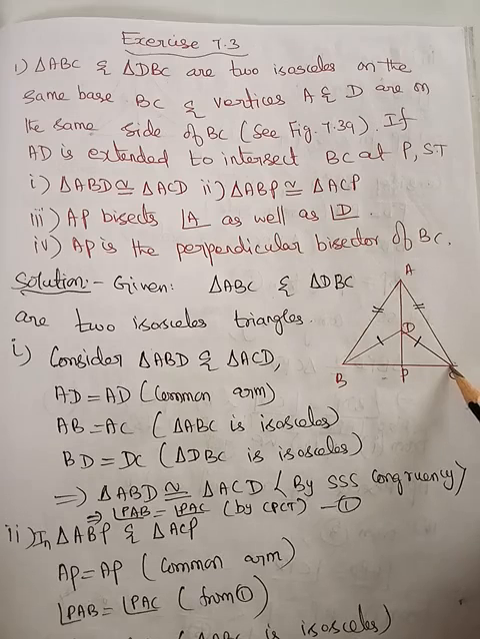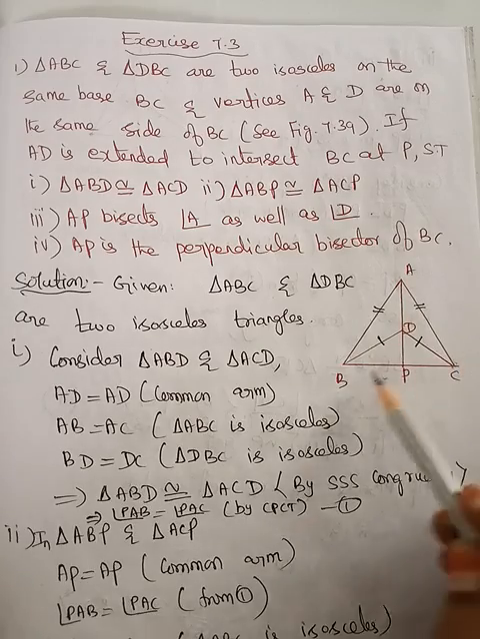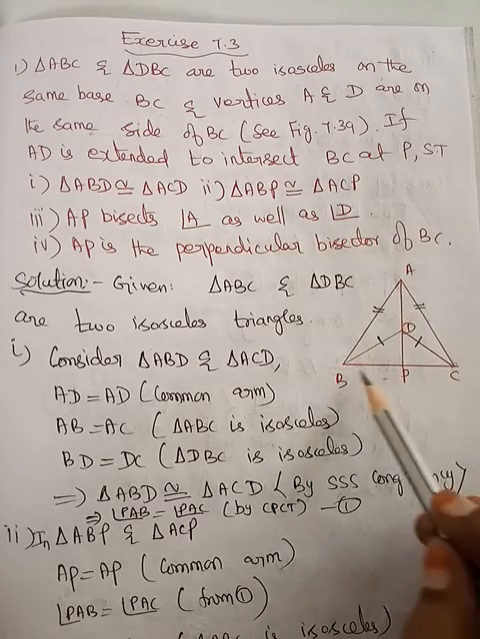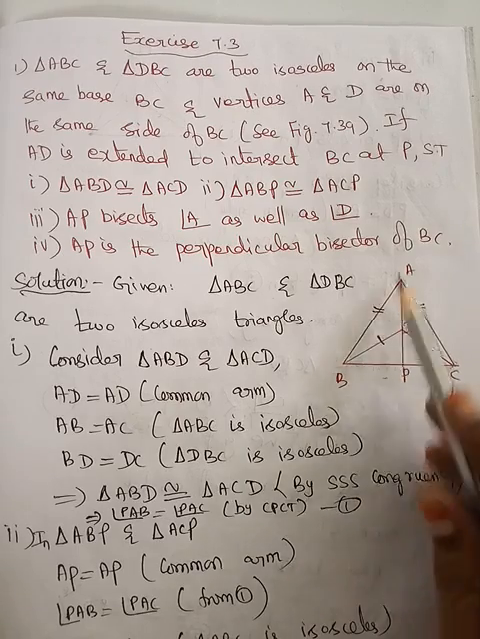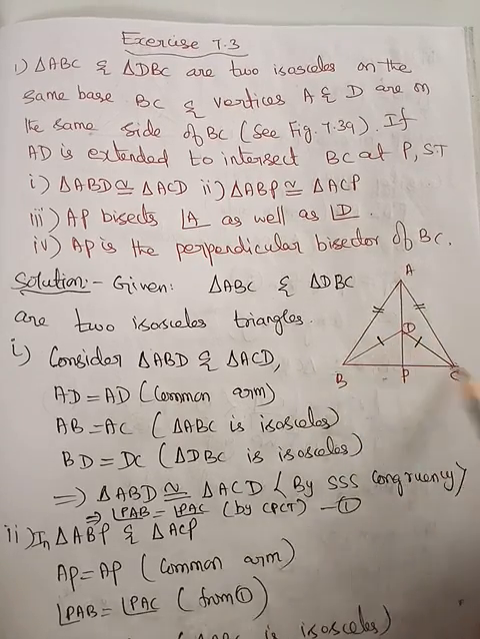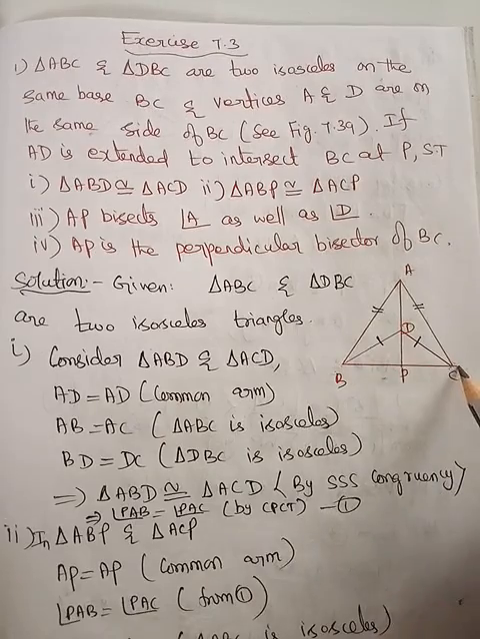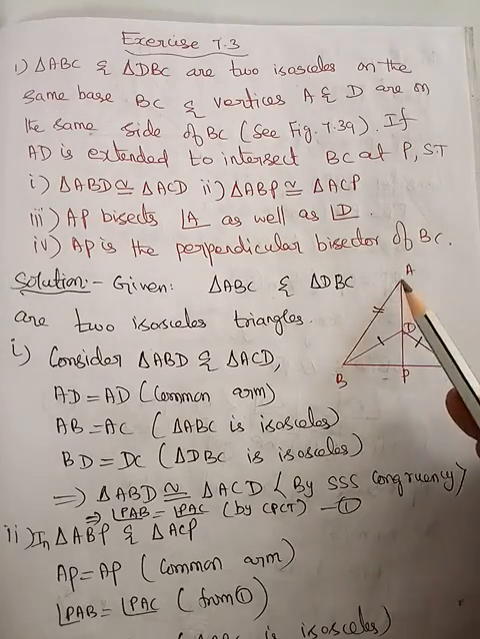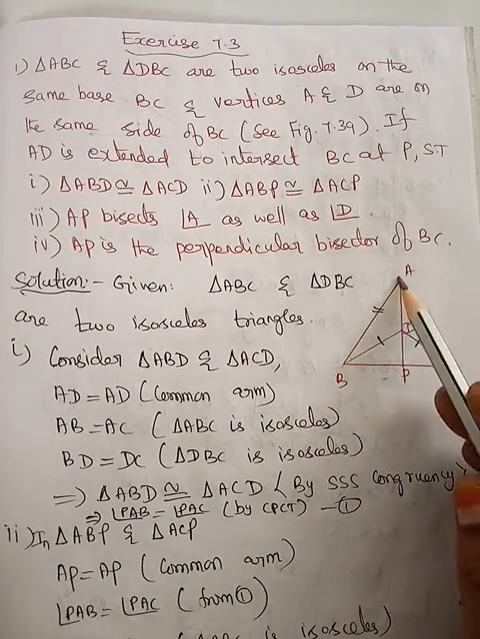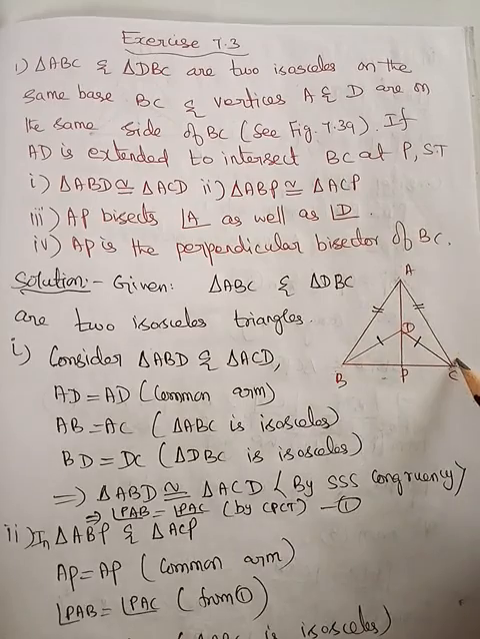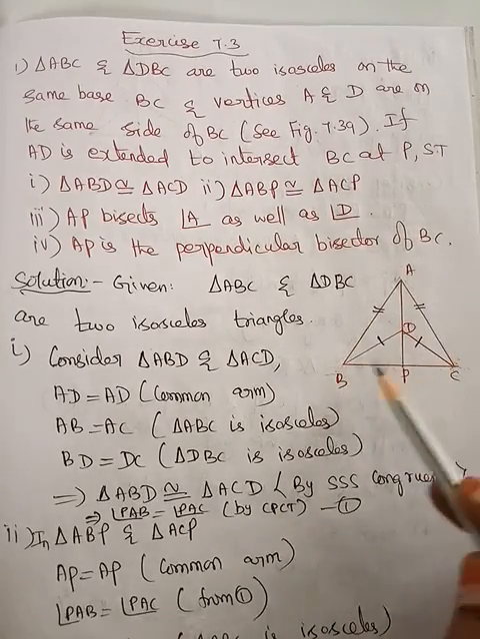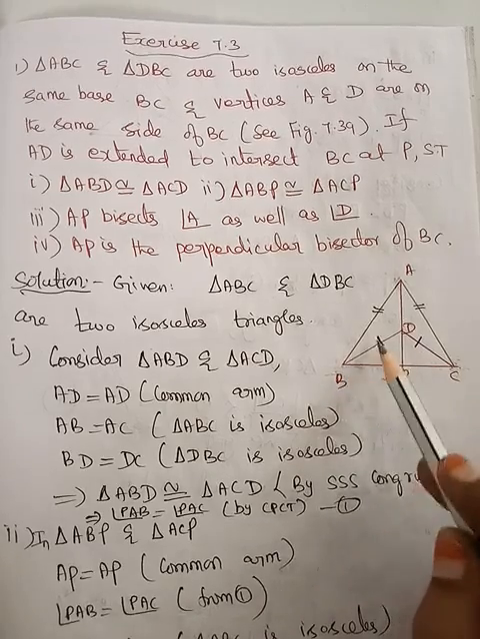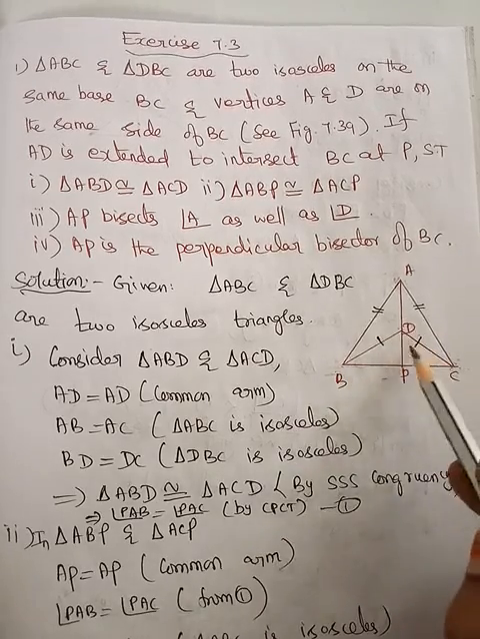Isosceles means two sides are equal, any two sides are equal. So, BC is the same base for both triangles, that is ABC and BDC. For both, BC is nothing but a same base. So, isosceles means any two sides are equal. So, I am taking AB and AC are two equal sides of triangle ABC. For triangle BDC, I am taking BD and CD are two equal sides.